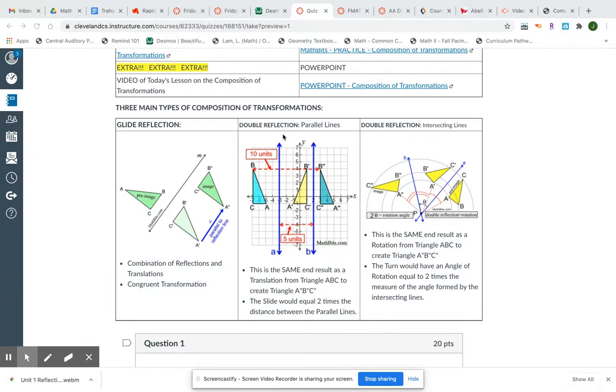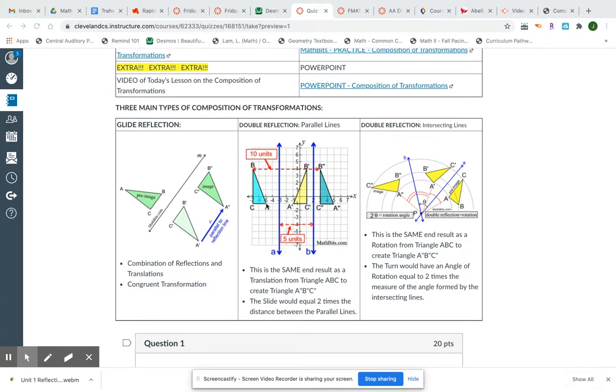Next, this is called a double reflection over a set of parallel lines. So what's happening here is you start at this triangle ABC. I reflect over this first parallel line to get this triangle A prime, B prime, C prime.